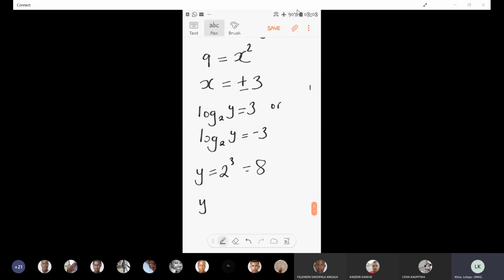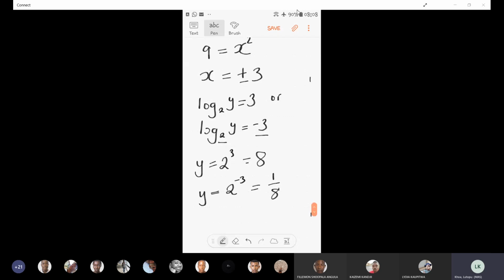And then for the second one, write it in exponential form. 2 to the power of minus 3 is equal to y. That means y is equal to 2 to the power of minus 3, and this is just equal to 1 over 8. So it's 1 over 2 to the power of 3, which is equal to 1 over 8. So my two solutions, I have 8 and I have 1 over 8.